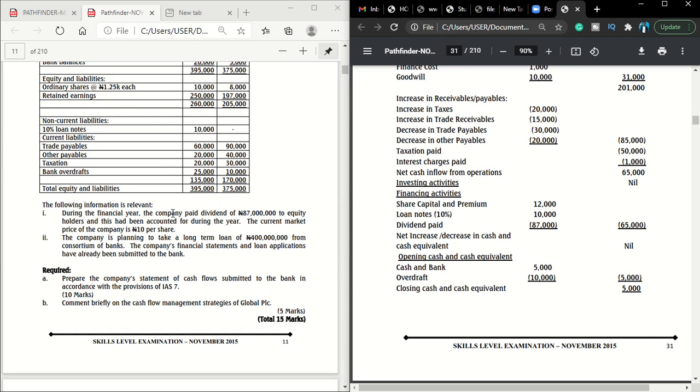During the financial year, the company paid dividend of 87,000. Dividend relates to what? Equity. When you pay dividend of 87,000, since it is affecting your equity, it will show under what? Financing activity. And that marks the end of this question. So if I put it here, 87,000, addition of everything here will be here. This is the net cash flow from what? Financing activity.